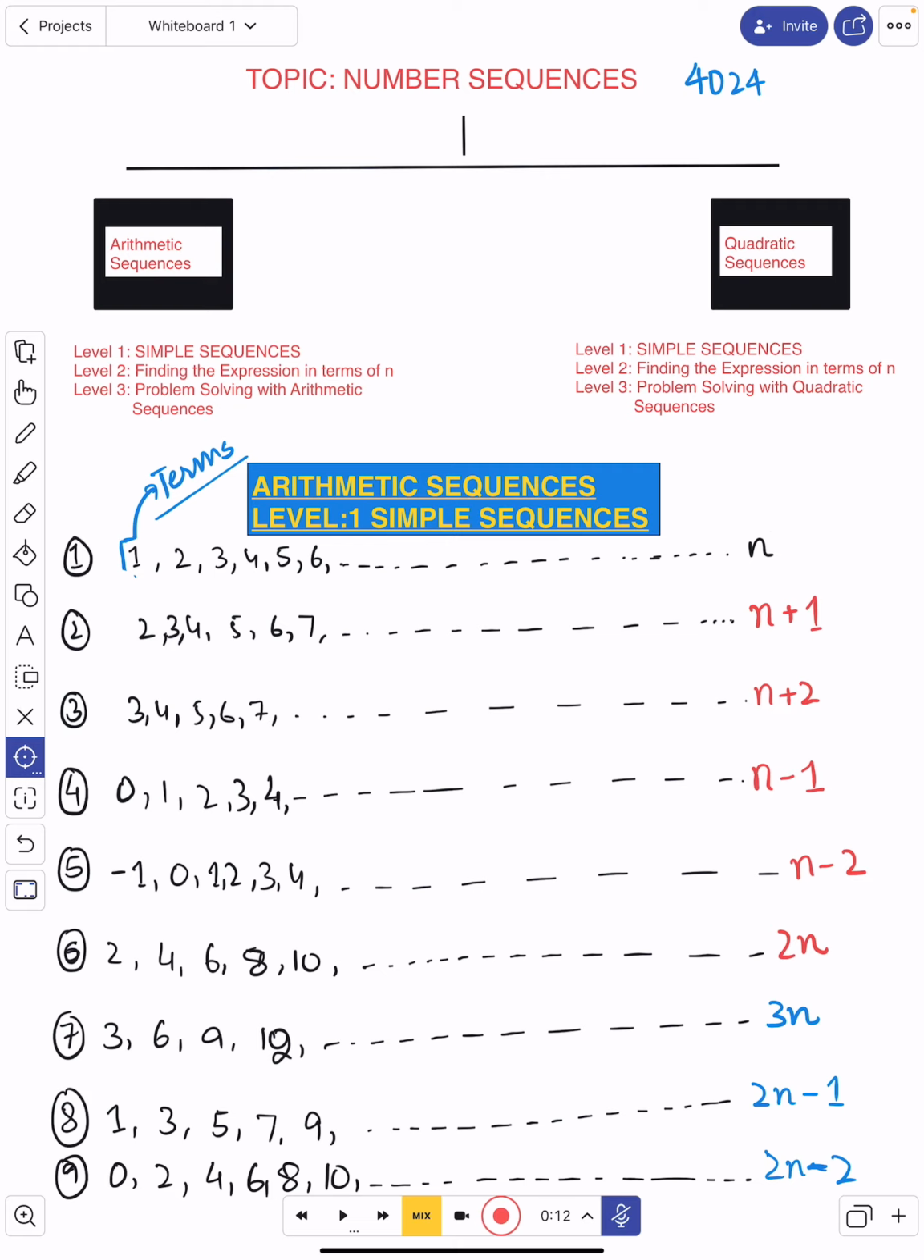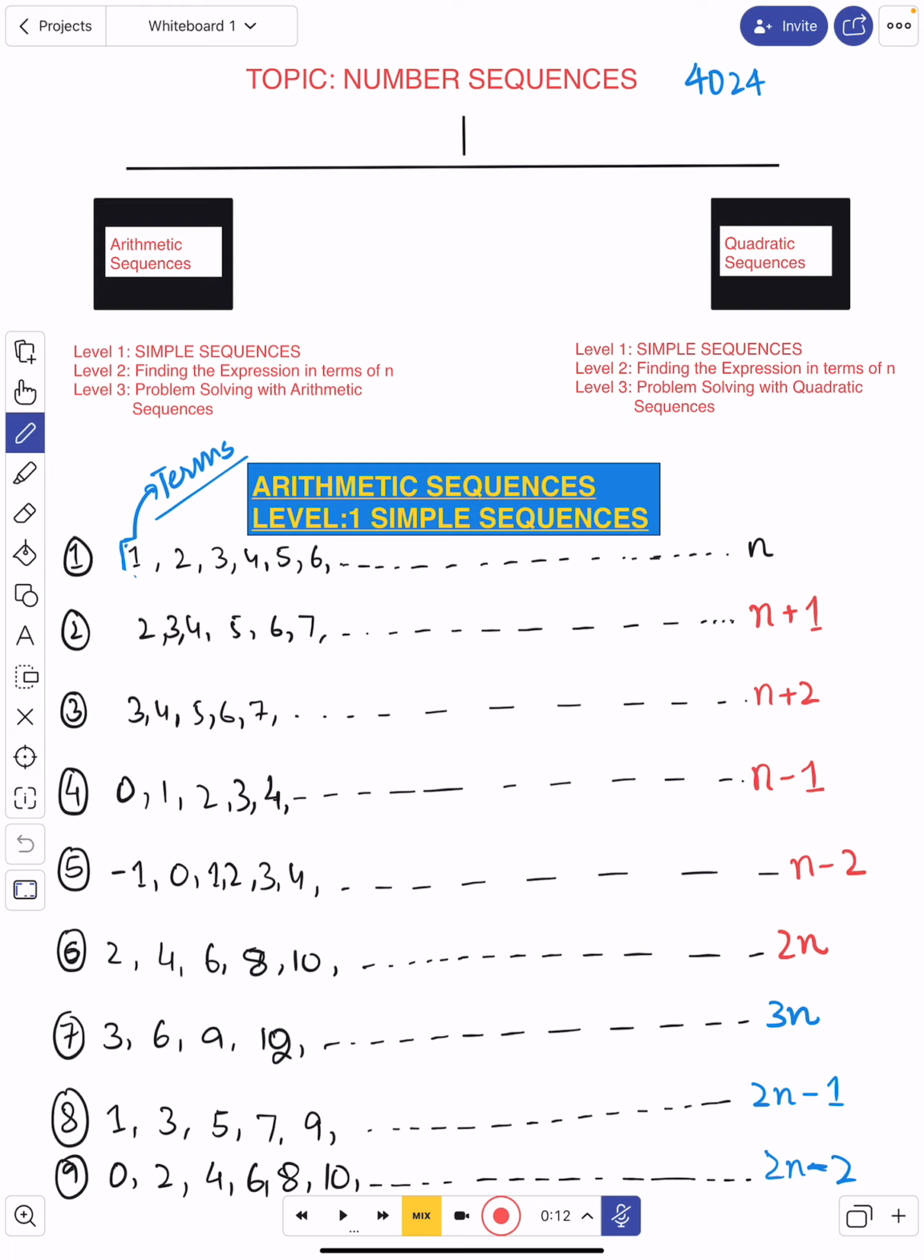Now look at this, minus 1 0 1 2 3, and compare with your sequence number 1, the natural number sequence. You have minus 1 and 0 in the start before 1. So of course this will be affected. The sequence will not be n here, but it will be n minus 2. And now 2 4 6 8 10: you are going to multiply the sequence by 2. You are doubling each and every term.